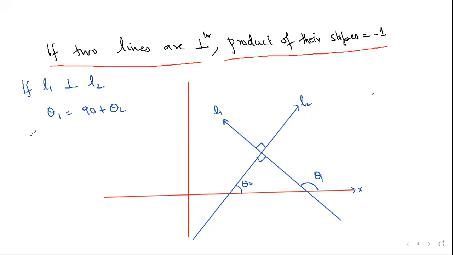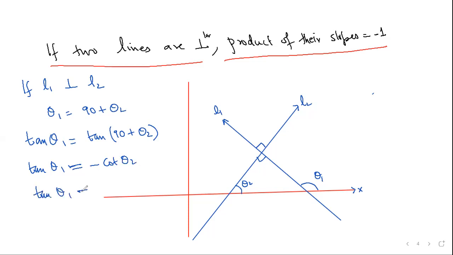Agreed? Everybody agreed? So tan theta 1 is tan of 90 plus theta 2. Tan of 90 plus theta is minus cot theta, so minus cot theta 2. So tan theta 1 is minus 1 upon tan theta 2. That means this is M1 and this is minus 1 by M2. So if you multiply them, the product M1 into M2 is minus 1.